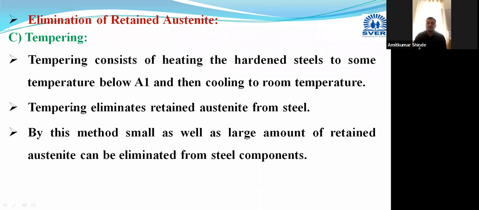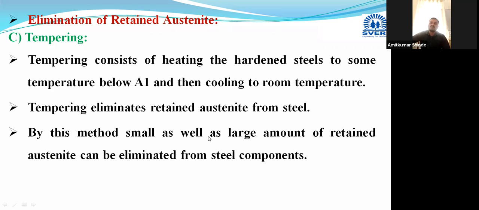is tempering. By doing the tempering method, we can eliminate the retained austenite. Tempering consists of heating the hardened steel to a temperature just below A1, then providing some holding time of 1 to 2 hours and cooling it to room temperature. Now this tempering will eliminate the retained austenite from the steel. By using this tempering, a small as well as a large amount of retained austenite can be eliminated from a steel component. Tempering, we have already discussed.